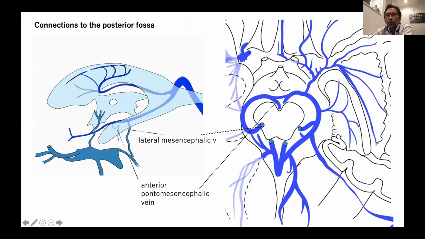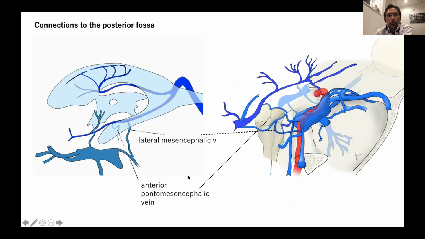Repetition is a very good way to learn. Maxim was saying that maybe last time. And again, repetition. We see the lateral mesencephalic vein, which is here. Okay, and we see the other part that goes to the peduncular vein, very close to the PCOM vein, but this one goes downwards to the posterior fossa. This is called the anterior pontomesencephalic vein. It's just a connection to the posterior fossa.